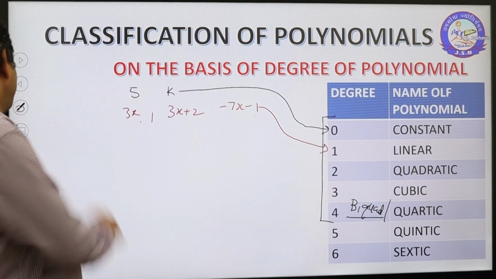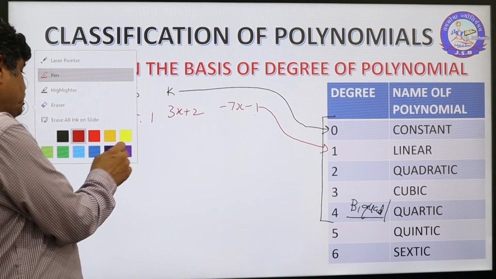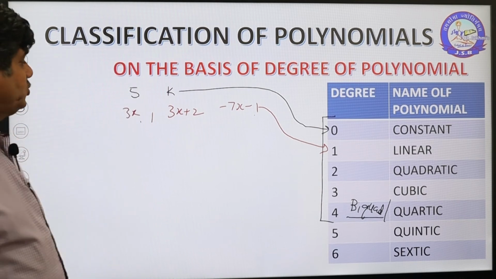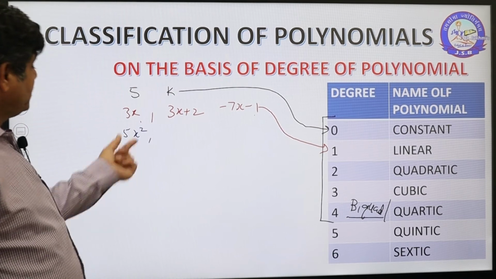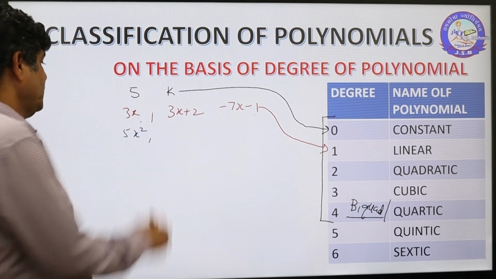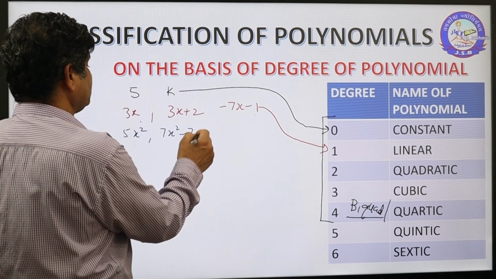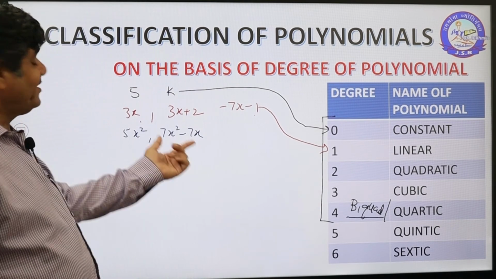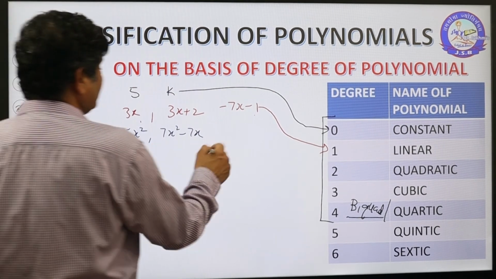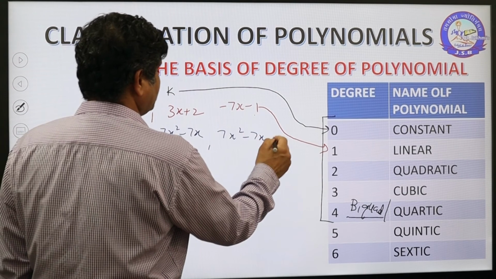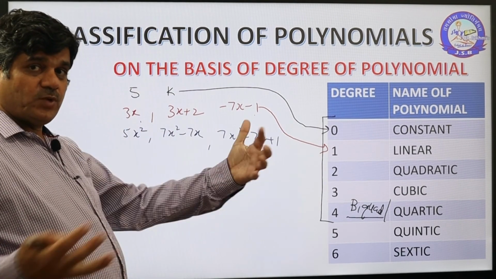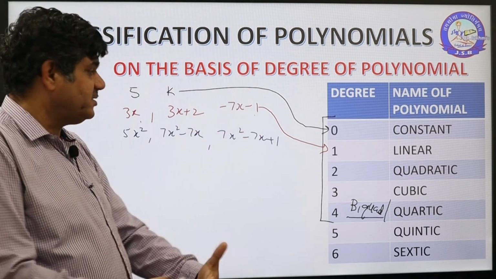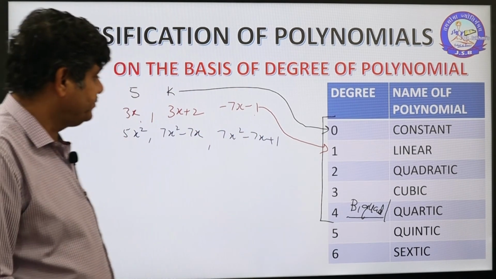Quadratic means their degree is 2. Degree 2 can be like 5x square, so this is a quadratic monomial. If I write 7x square minus 7x, it's a quadratic binomial. But if I write 7x square minus 7x plus 1, it's a quadratic trinomial. So both the classifications are coming together to give rise to a single name.